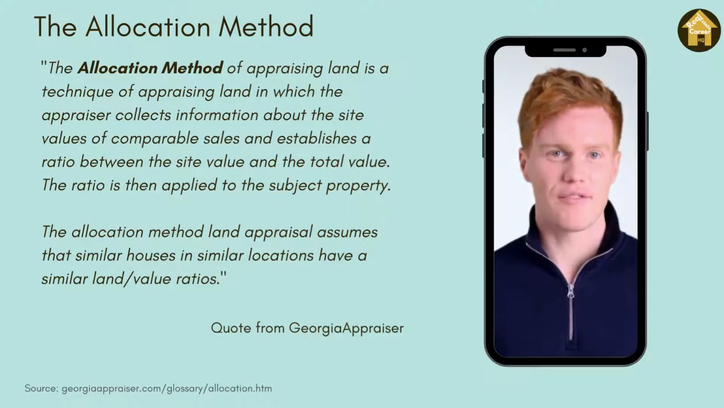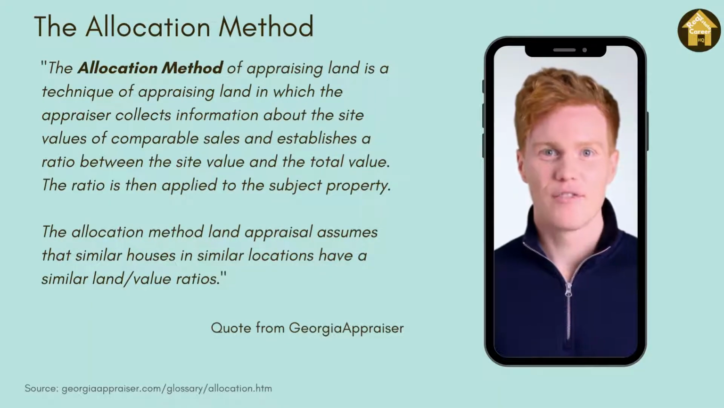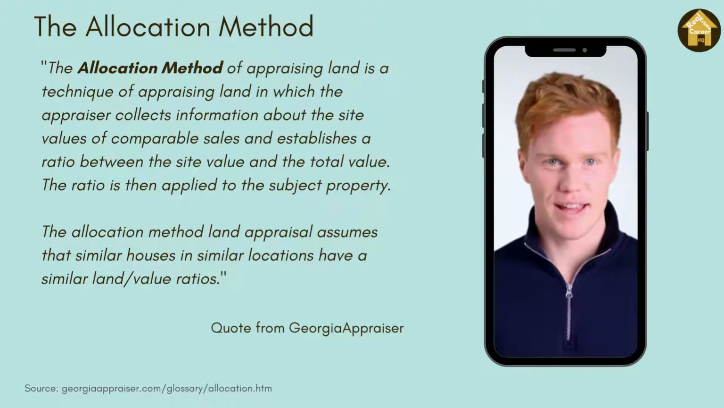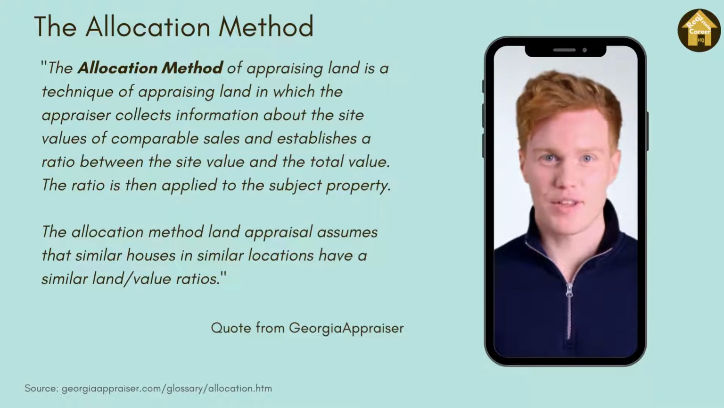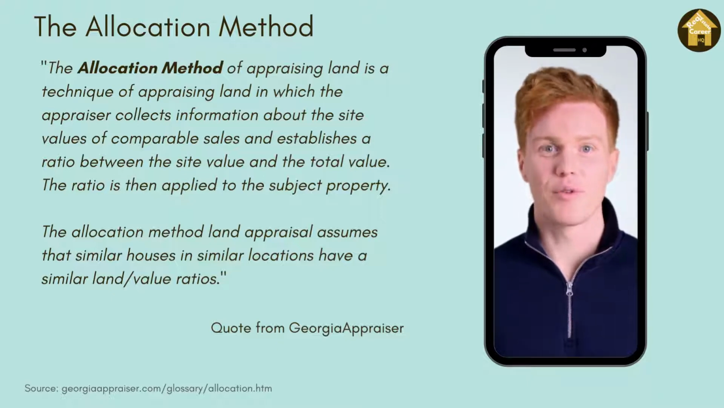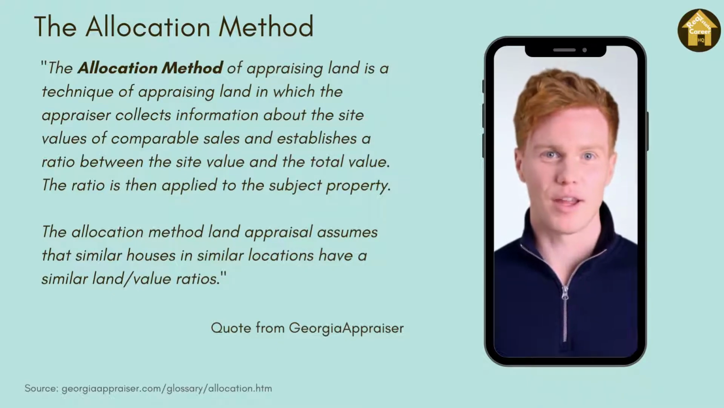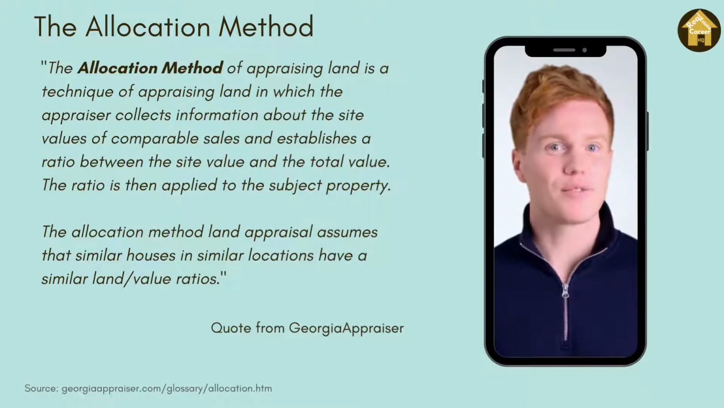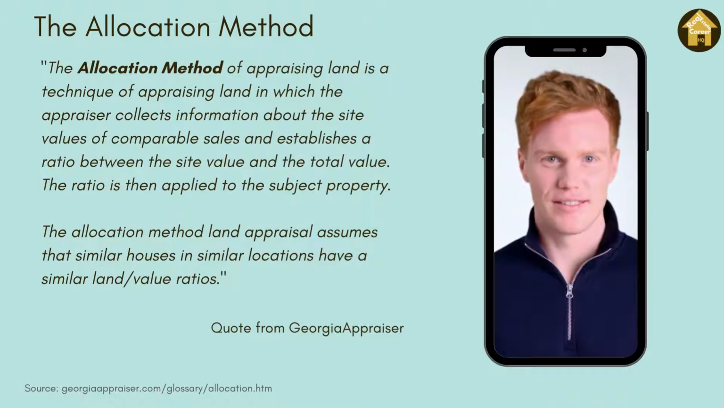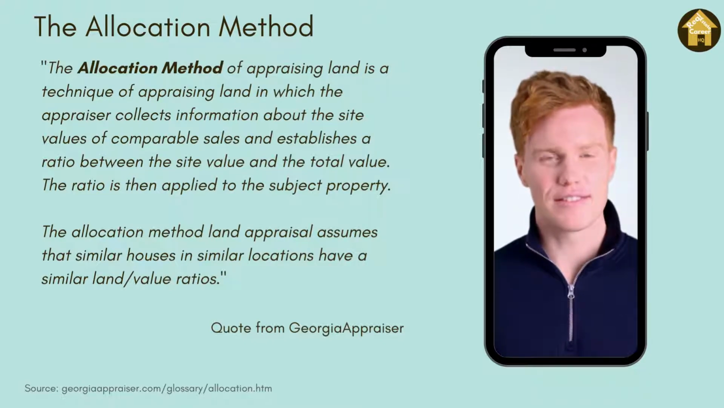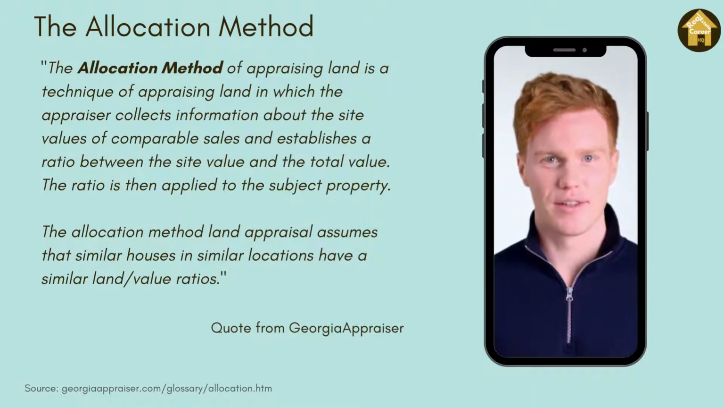The allocation method of appraising land is a technique in which the appraiser collects information about the site values of comparable sales and establishes a ratio between the site value and the total value. The ratio is then applied to the subject property. The allocation method assumes that similar houses in similar locations have similar land-to-value ratios.